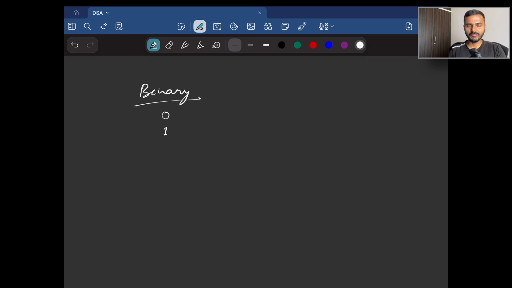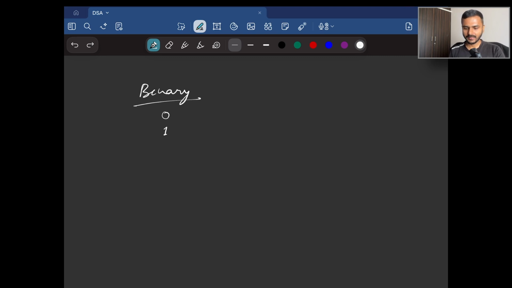And if we go for addition, no matter how many numbers we add, we always go in groups of 2. So for example, if we have A, B, C, D, and E to add, we will add A and B, then add the result of A and B with C, then with D, and then with E. So every time addition will be done in groups of 2.